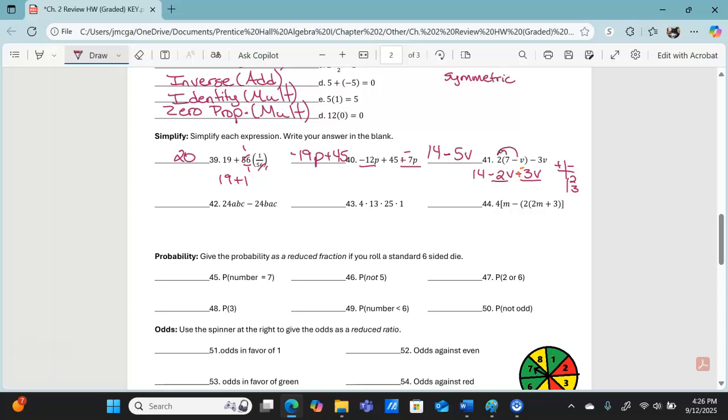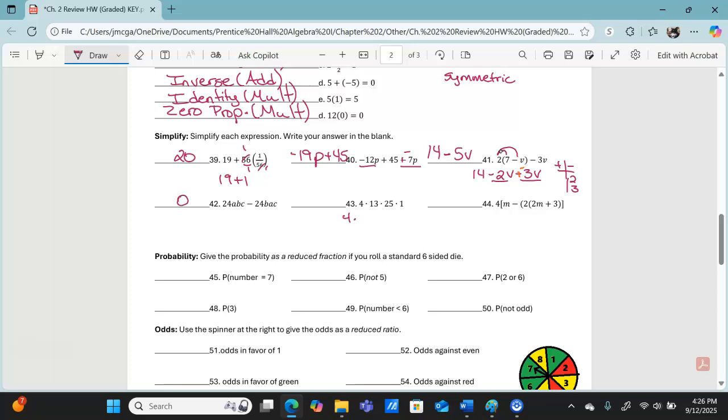On 20 or 42, what they're checking here is do you recognize that these are like terms? The definition of like terms is that they have the same letters with the same exponents, a, b, and c. Here they are, a, b, and c. So they have the same letters and same exponents. The letters are just in a different order, but they are like terms. So we have 24 of those minus 24 of those. So we have none of those.